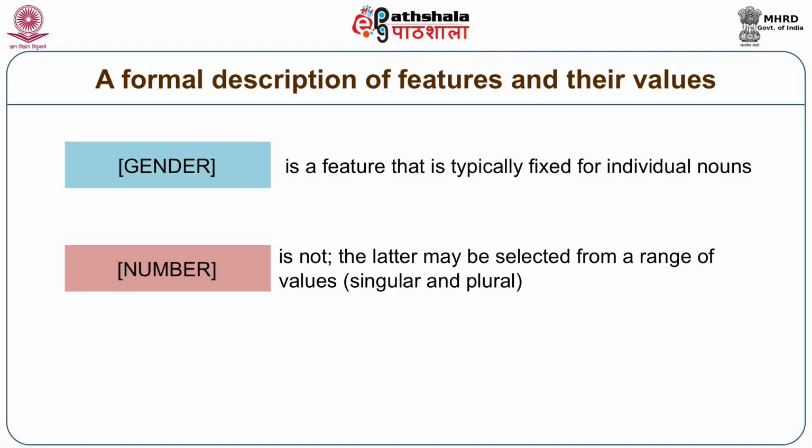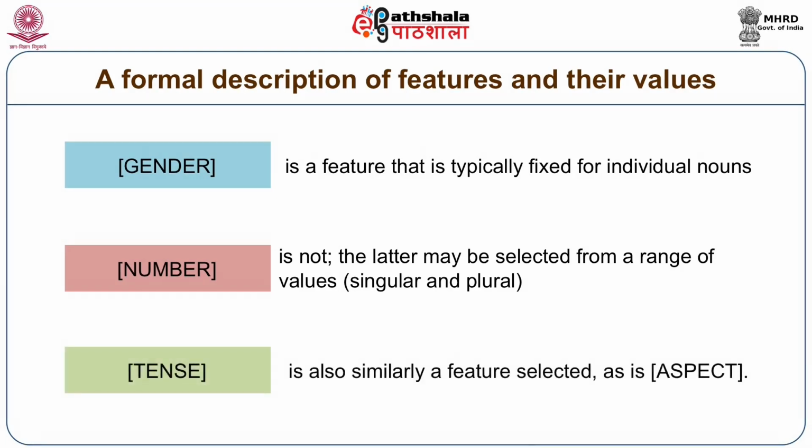An inherent feature value may also be selected from a range of options based on whatever you want to say. Unlike gender, number is not a fixed feature value. What you do is you select from a range of values determined by the language, for example in Hindi or in English, singular and plural. Tense is also a similar value, as is aspect. So you can decide on whether you want to say something in the present tense, past tense, or future tense.